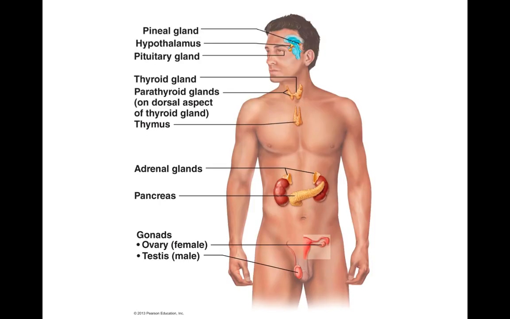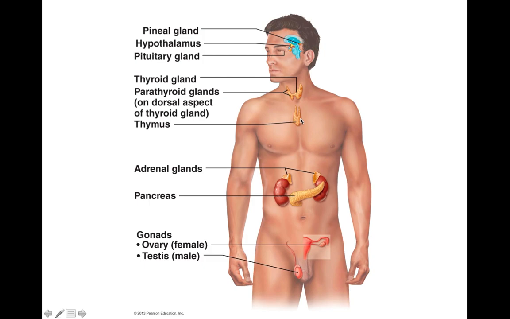Here is a quick overview of the different endocrine glands in the body. You can see there's some in the brain. Here's the pineal gland, responsible for producing melatonin. You have the hypothalamus and pituitary right here. The thyroid is found in the throat area right here. The parathyroid glands are very small glands located on the posterior or backside of the thyroid. The thymus is found just over the heart.